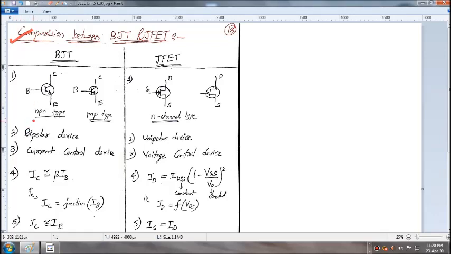The symbolic representation for a BJT of NPN type is in this way. The arrow is away from the emitter terminal, whereas in PNP type BJT, the arrow is towards the emitter terminal. Coming to the JFET, for an N-channel JFET, the arrow is towards the gate terminal, whereas for a P-channel JFET, the arrow is away from the gate terminal. Here the three terminals in BJT are base, emitter, collector, whereas in a JFET they are gate, drain and source.